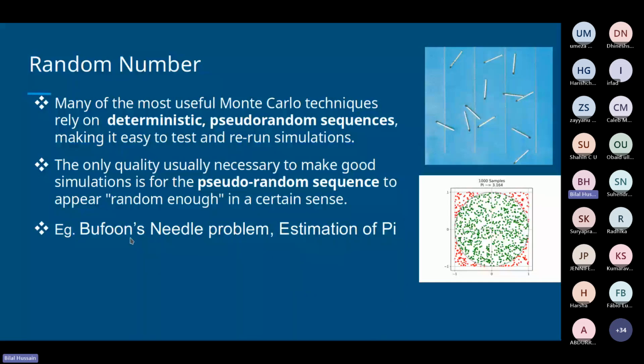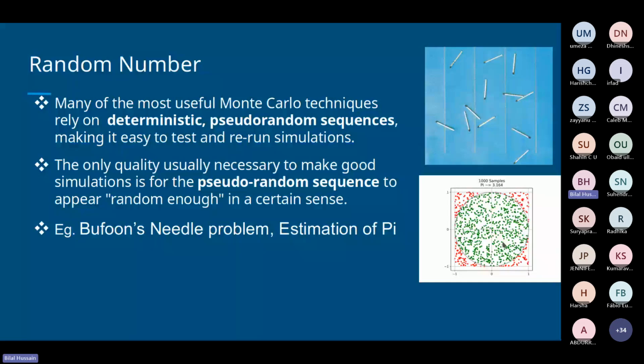Some examples of random numbers being used are the Buffon's needle problem, like throwing a needle and finding out the area, how many needles are falling within the line or outside the line, and also the estimation of pi. These are two classical examples of random numbers being used in Monte Carlo systems.